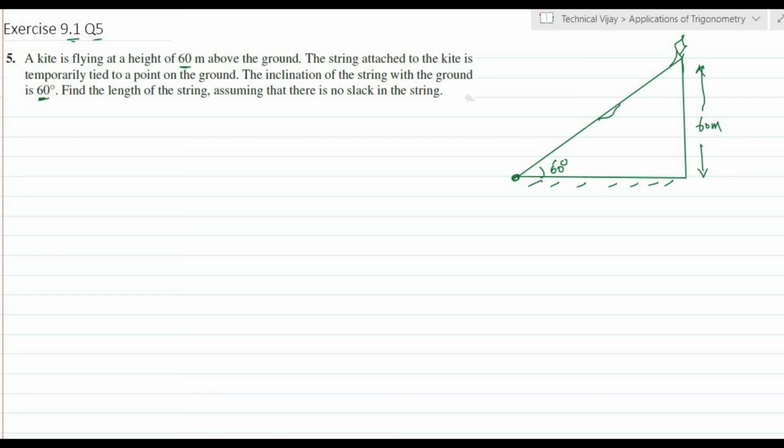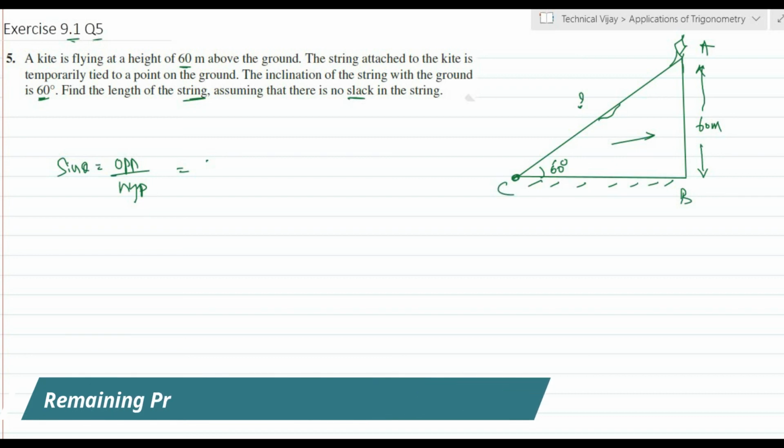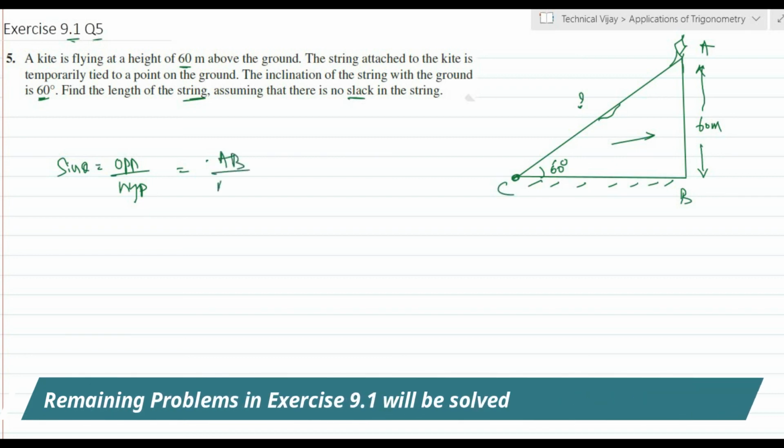What has he asked us to find out? Find the length of the string, assuming that there is no slack. So this length we have to calculate. We know the opposite side and the angle, and we have to calculate the hypotenuse. So sin 60 is equal to opposite by hypotenuse. Sin of theta is equal to opposite divided by hypotenuse. Here, let this be A, B and C. So AB divided by AC.